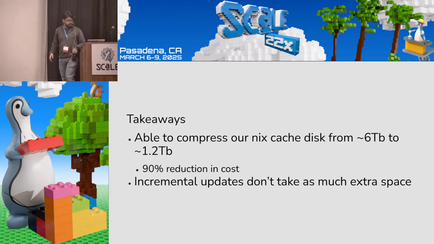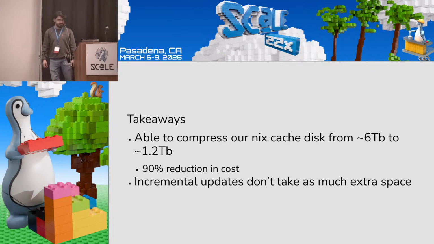Okay, so what are some takeaways of what we were able to accomplish? So we were able to compress our Nix cache disk from around 6-ish terabytes of Nix store paths down to around 1.2 terabytes. For us, this reduced our cost for our disk by around 90%, so definitely a big win on our side. Also, incremental updates don't take up as much space, so it's more feasible to roll this out more often.